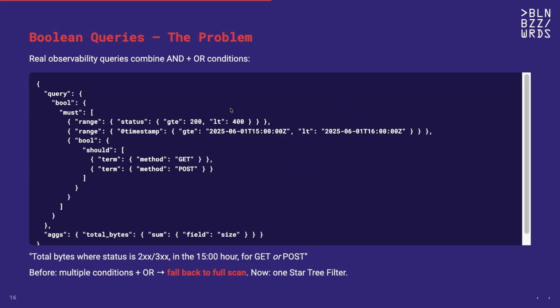The first range in the must clause is that the status is between 200 to 400. The second is that the timestamp should be between the 1st of June 1500 till 1st of June 1600. That means the timestamp should be on the 15th hour, and the method should be get or post. So this or is a should clause inside a must. Before we had the support for Boolean queries, a query like this would have fallen back to the full scan. So now let's see how we do this in star tree.